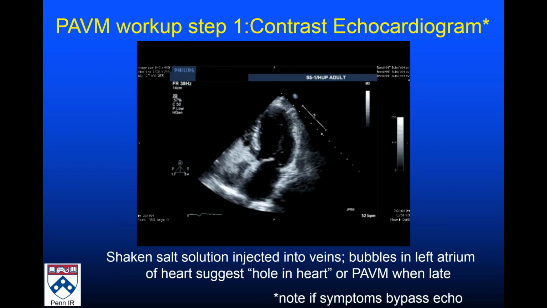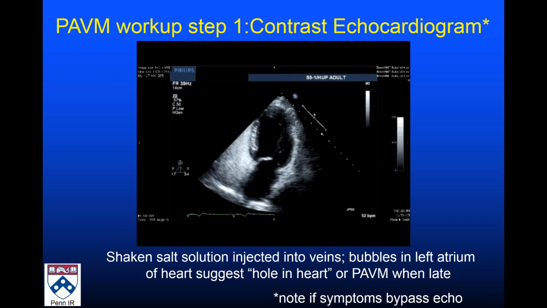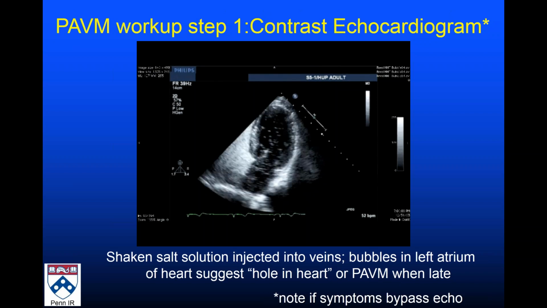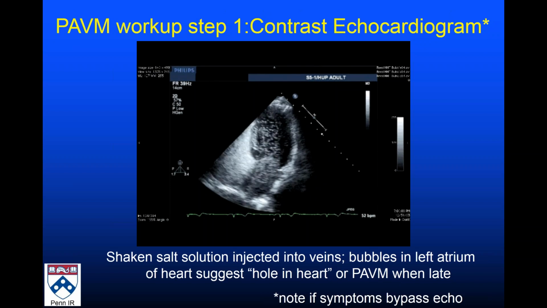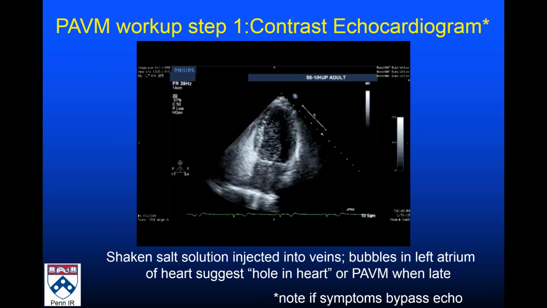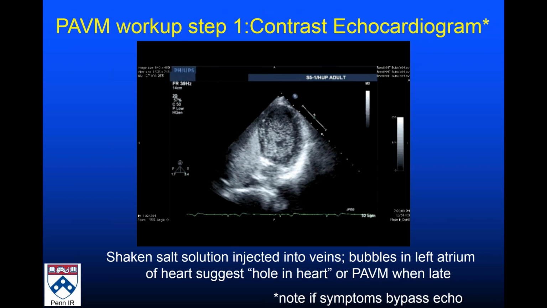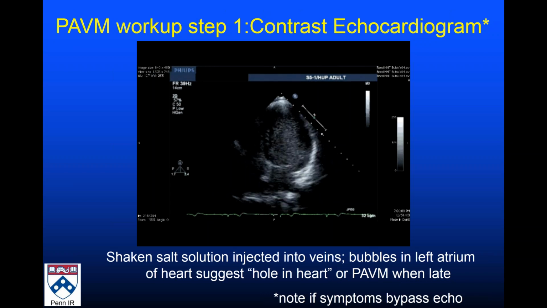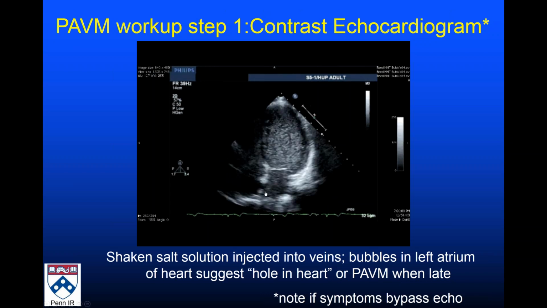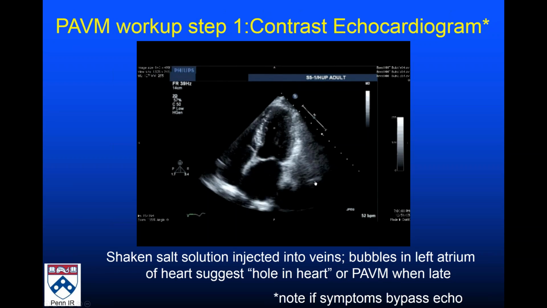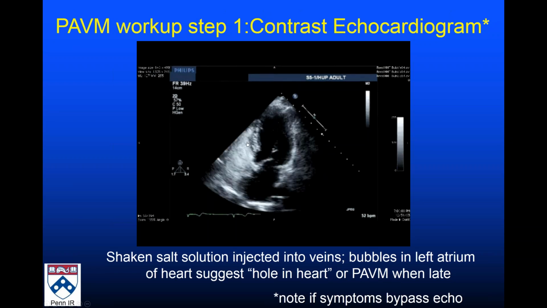So the first step in the workup of a PAVM is a contrast echocardiogram. This is the so-called bubble study. We try not to use the term bubble study because people are afraid of bubbles, and in this case, it's deliberate. The injection is just salt water that's shaken up to make some microbubbles within it, and injected into the veins while the heart is being looked at with the ultrasound of the echocardiogram. I'll just play that again. So here are the atria, the front chambers of the heart. This is all the bubbles right here.